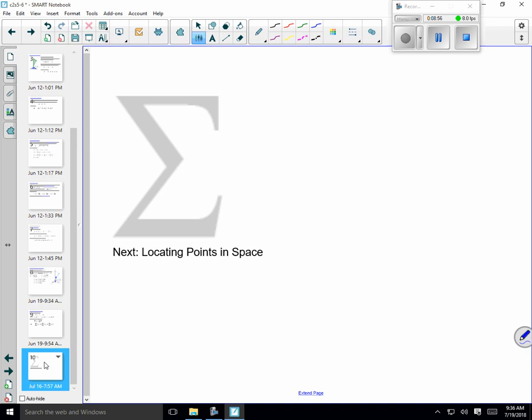Next time we're going to talk about locating points in space. It's important to be able to create our own vector depending on locations in space, and that's what we'll do next time. Till then.